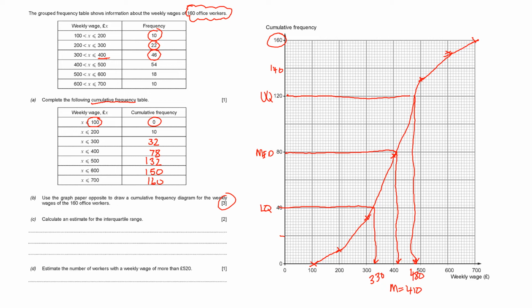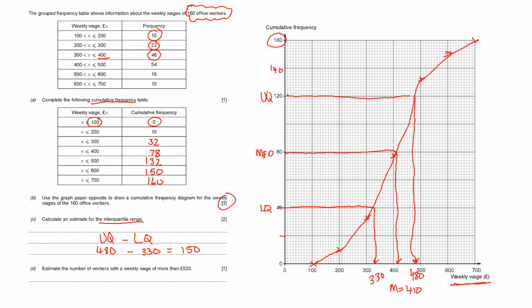If it asks for the interquartile range, it's the upper quartile, which we had as 480, take away the lower quartile, which we had as 330, and if you use your calculator to take those away from each other, you get 150 as the interquartile range. Okay, those 3 things, lower quartile, median, upper quartile, involve going from the left hand side of the graph across and down, but you also might have questions that tell you a weekly wage and ask you to go up and across to find out how many people are below or above.